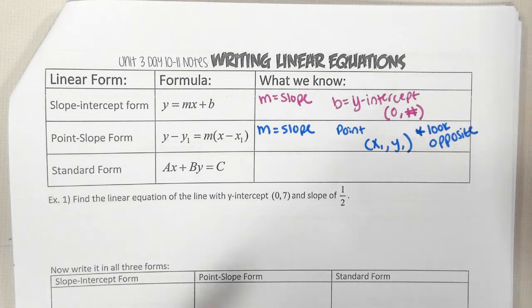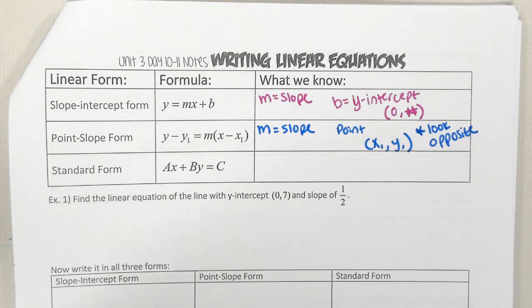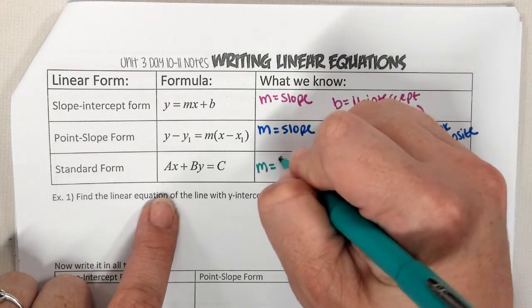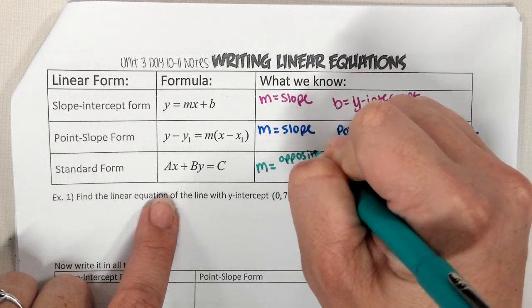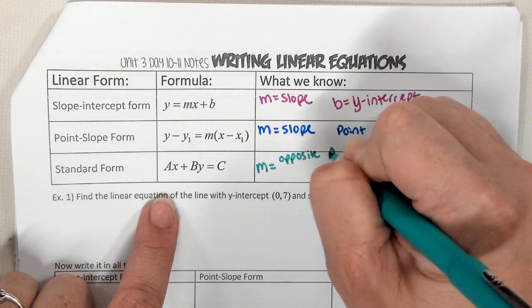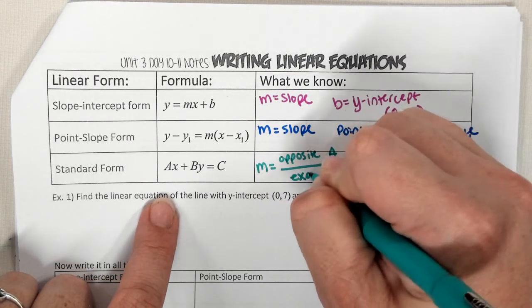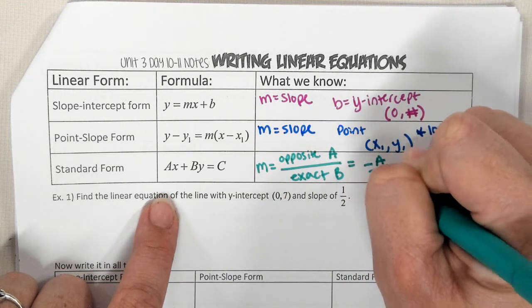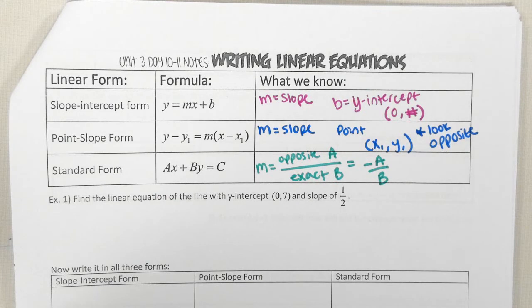Okay? Standard form is our last form, and it gives us the least amount of information. So standard form, the best thing that it gives us is that your slope is opposite of A over B, which we also wrote negative A over B. Okay? So knowing those 3 things, we're going to get started.